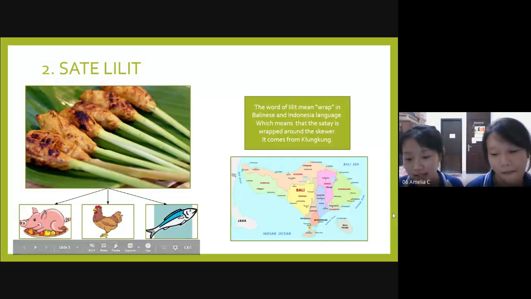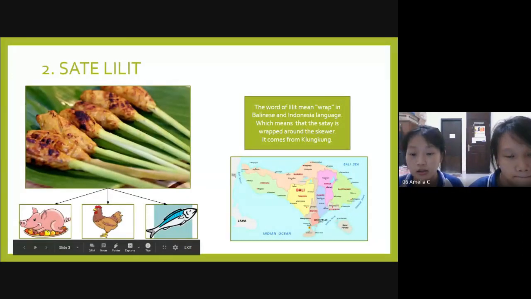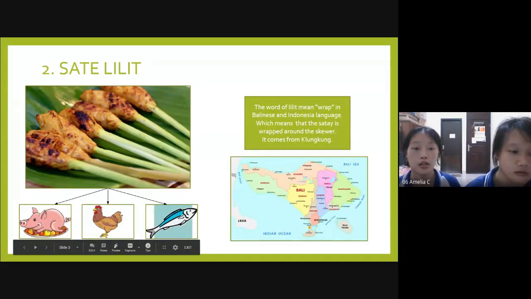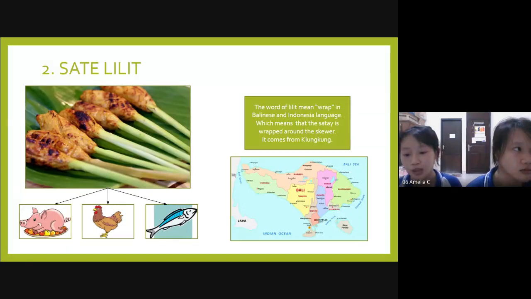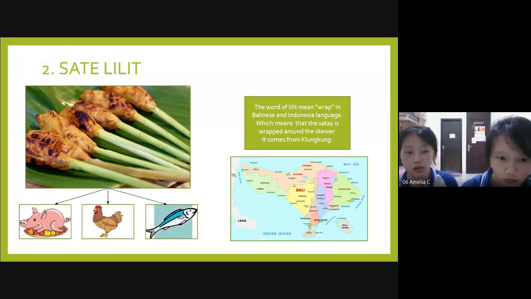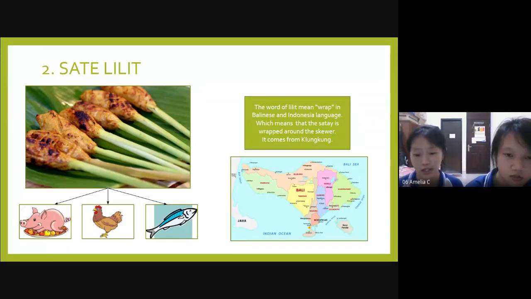The second one is sate lilit. This special serving is very different from the general satay. The word lilit means wrap in Balinese, and it means that the satay is wrapped around the skewer. You can use ingredients such as pork, chicken, or fish. If you are Muslim, you can choose fish or chicken. Then the main ingredient is chopped, then mixed with grated coconut, lime, red onion, and pepper. When you have mixed all the ingredients, then wrap it on a skewer made from lemongrass, bamboo, or sugar cane.